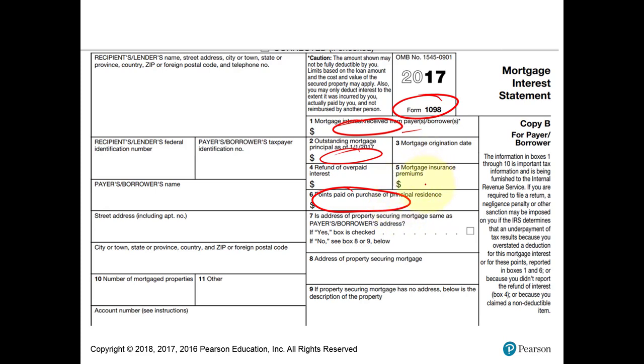Something new, not mentioned before, is the mortgage insurance premium. And it could be deductible, I believe, if the AGI of the taxpayer is under $100,000. There's a phase out, I think, if you go over that.